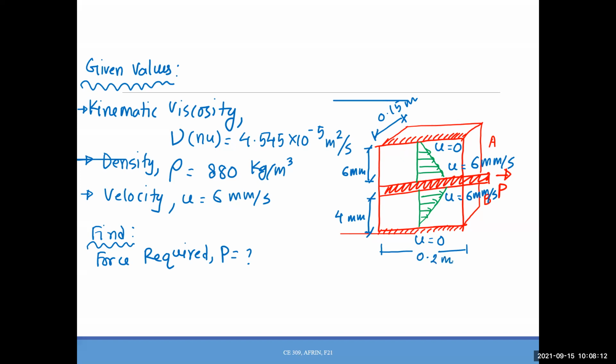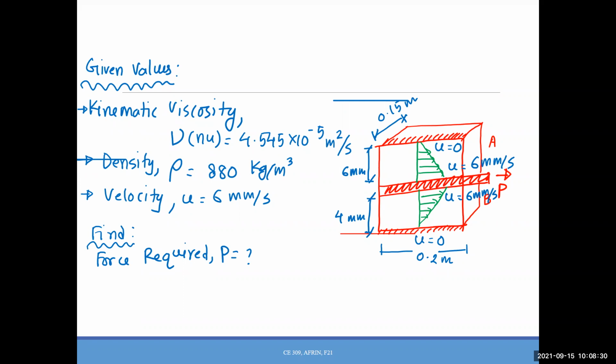Okay. So these are all the given values, and we need to find the force required. That's what we need to calculate. So once you are done with this slide, we can go to the next one. Everyone is done with given values and what we need to find.